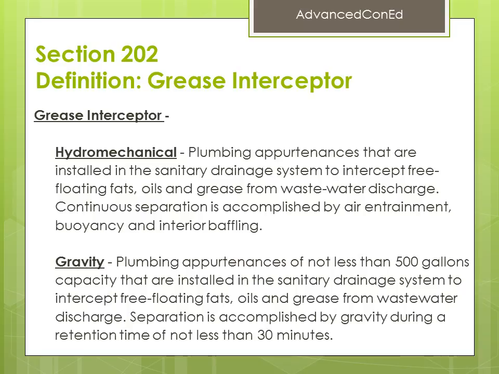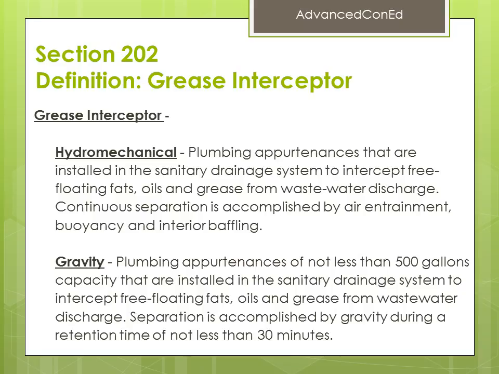Section 202. Definition: Grease interceptor. Hydromechanical. Plumbing appurtenances that are installed in the sanitary drainage system to intercept free-floating fats, oils, and grease from wastewater discharge. Continuous separation is accomplished by air entrainment, buoyancy, and interior baffling.